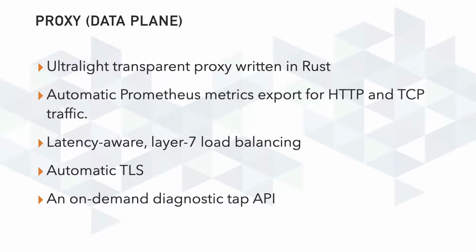And then you have the proxy, which is often referred to as the data plane. And that's an ultralight transparent one that's written in Rust. So it's very performant and secure. It has automatic Prometheus metrics export for all HTTP and TCP traffic that goes through it. So the proxy itself exposes endpoints that your Prometheus instance can scrape, so you get data about the traffic that's going through the proxy in Prometheus. It provides latency-aware layer 7 load balancing and automatic TLS out of the box.